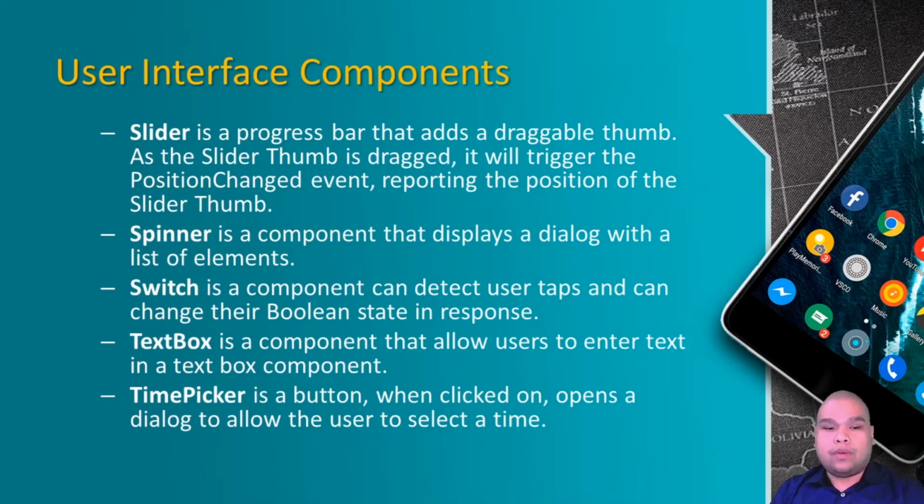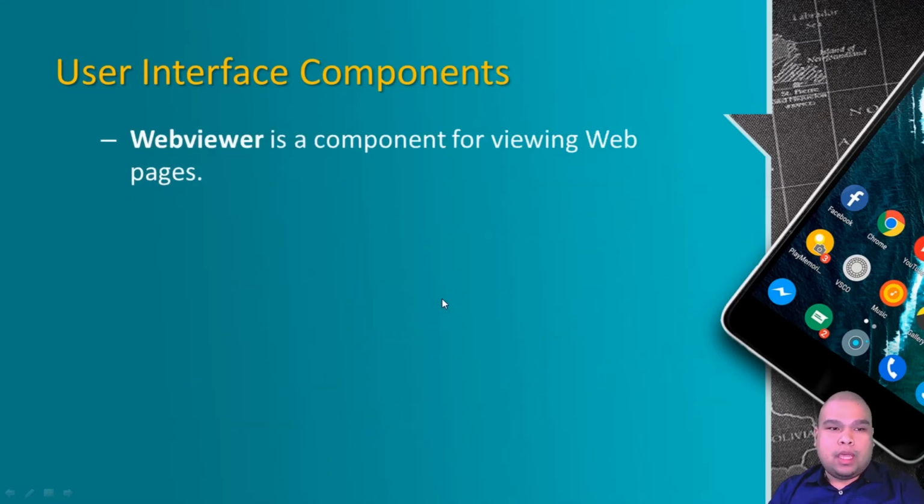Then we also have your time picker. It is a button that, when clicked, opens a dialog to allow the user to select time. Let's say for example, most of the time we'll be seeing this time picker in your alarm clocks. Then we also have your web viewer. It is a component for viewing web pages. Let's say you want to view web pages using your mobile application, you can do it using your web viewer.